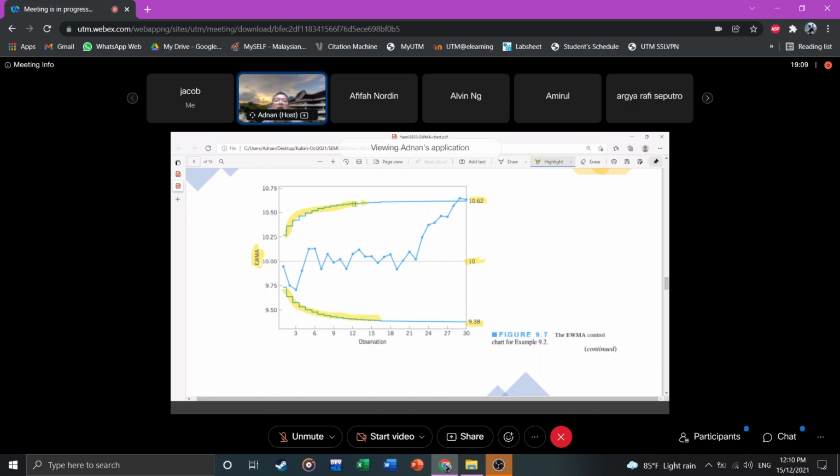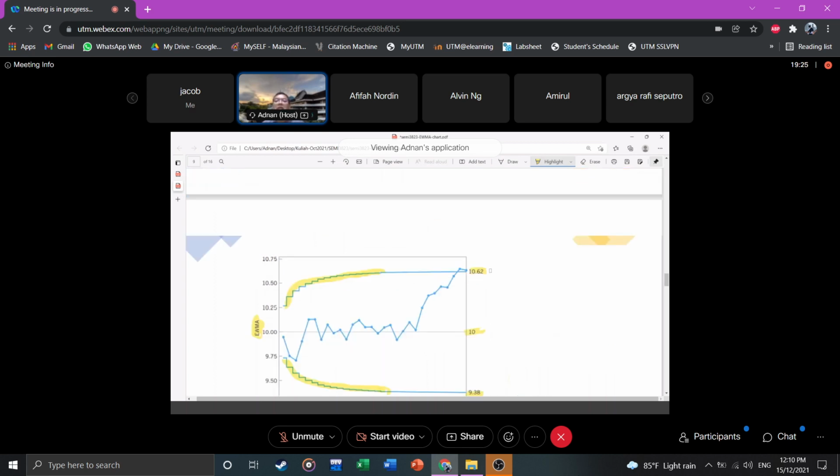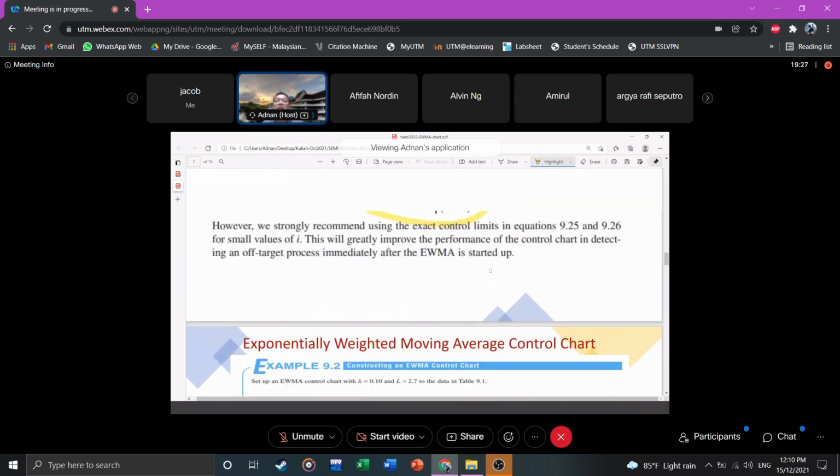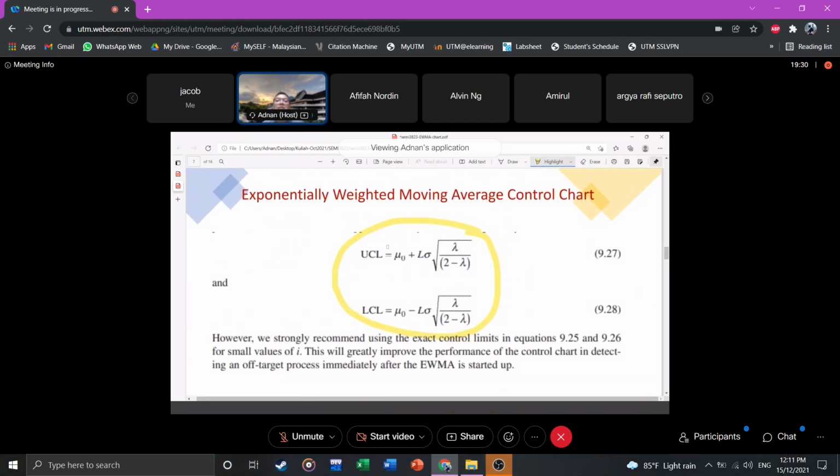When it's stabilized, the control limit, which initially is individual for each sample, becomes steady as the observation number gets bigger. At steady state, the formula for the control limit is very simple, just this one: the mean plus L sigma times the square root of lambda divided by 2 minus lambda, for the upper control limit, and minus for the lower control limit.